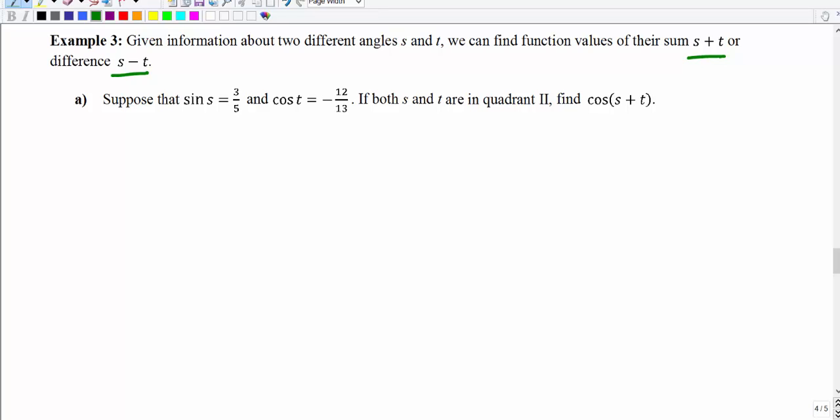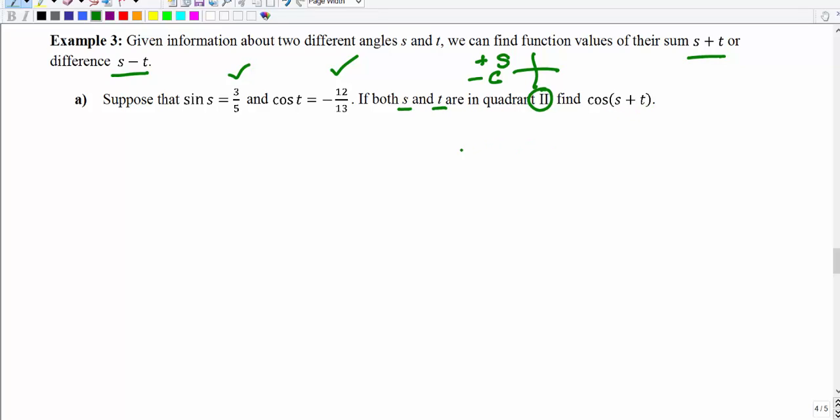Well, notice first that the angles S and T are in quadrant 2. In quadrant 2, what do we know about the sine values and cosine values? Well, in quadrant 2, sine is positive, and cosine is negative. So these two angles are in quadrant 2. We are asked to find the cosine value of their sum.